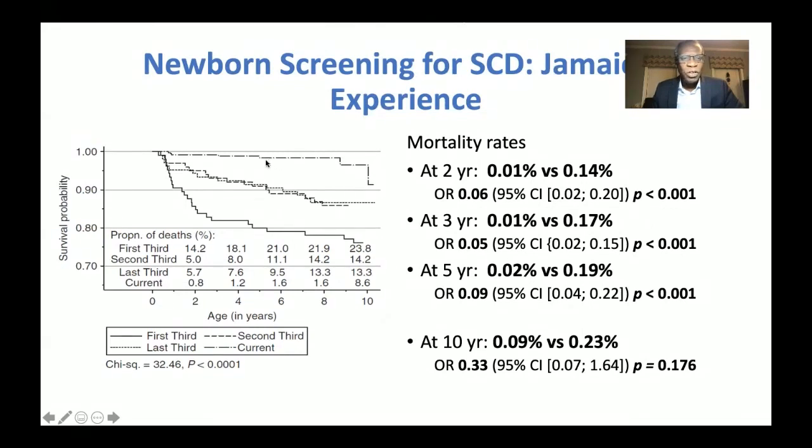But this latest cohort is from 1995 to 2006. And that is when a structured program of early intervention with penicillin prophylaxis, educating parents, and examining for splenic enlargement were instituted. And you can see if you compare that period with that period, there was a marked improvement in survival. Putting it in mortality rates at 2 years of age in a Jamaica sickle cell cohort, mortality rate was 0.14% compared to 0.1, a 10 times reduction in mortality. The same at 3 years, the same at 5 years of age.